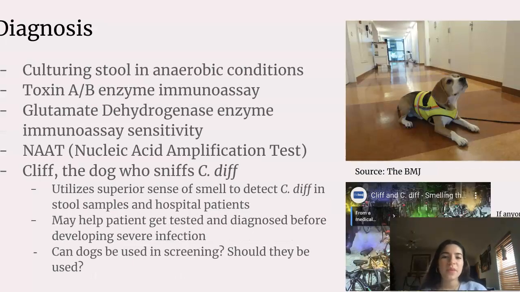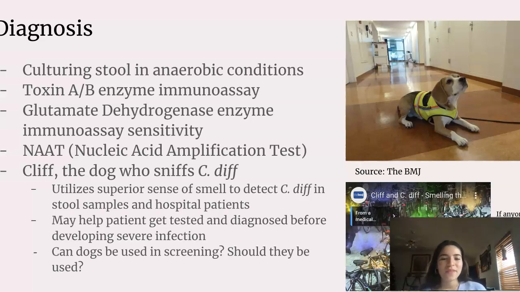So what are some of the ways that we can diagnose C. diff? We have culturing the stool in anaerobic conditions. That's pretty difficult to do because it's hard to grow bacteria in anaerobic conditions without the proper supplies. We have toxin A and B enzyme immunoassay, glutamate dehydrogenase enzyme immunoassay, and nucleic acid amplification tests. These NAAT tests are a little bit more difficult sometimes because of the time that it takes.